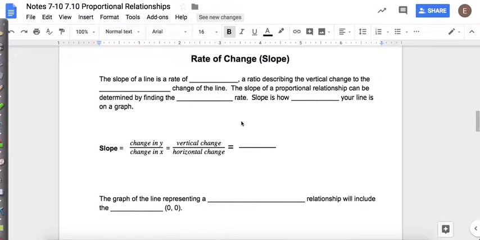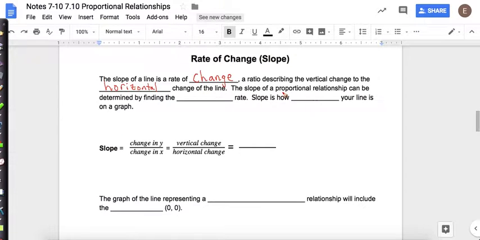To my video on rate of change, or another way of saying rate of change is the slope. So the slope of a line is a rate of change, in other words, a ratio describing the vertical change to the horizontal change of the line. And we've already been looking at this when we were writing the ratio of up and over. That was a rate of change. We just weren't calling it rate of change at that point.